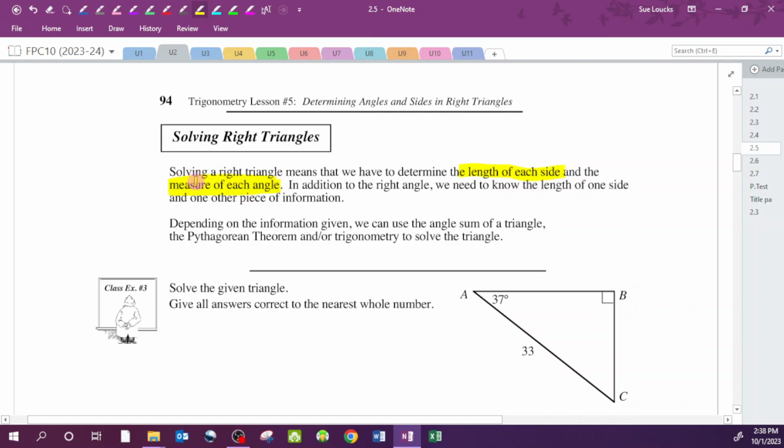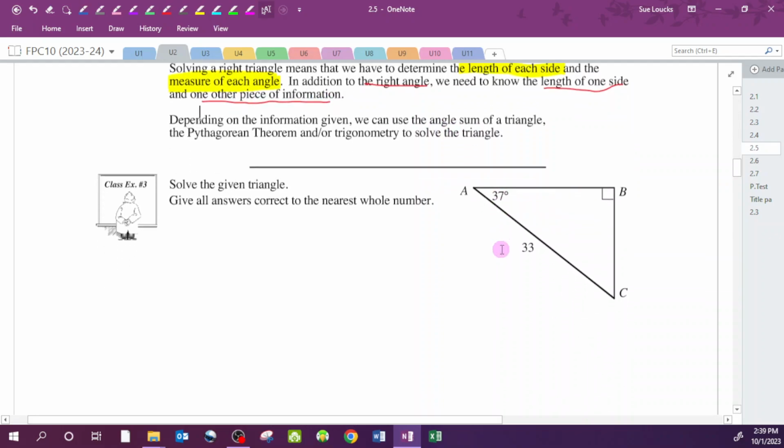In order to do this, we have to have three pieces. One is the right angle, so we know the right angle, and we have to know one side and one other piece of information. It could be another side or it could be an angle. Depending on what we're given, there are different strategies that we can use.